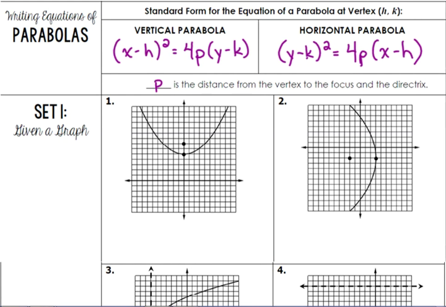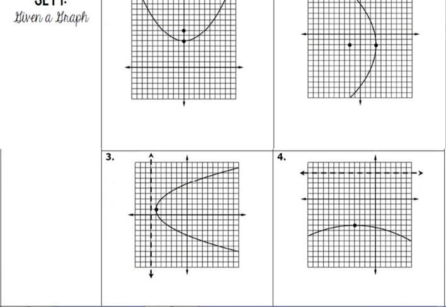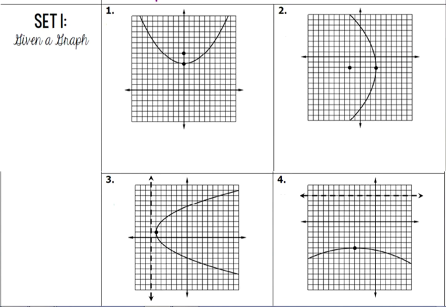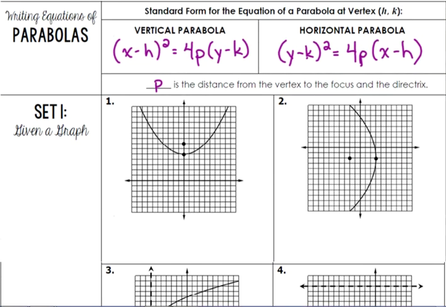So if we're given a graph, let's look at these. They are pretty easy, we'll do a couple of them. Let's look at number 2. Okay, let's look at number 2 first. This is obviously a horizontal parabola. So we're looking at the second scenario.